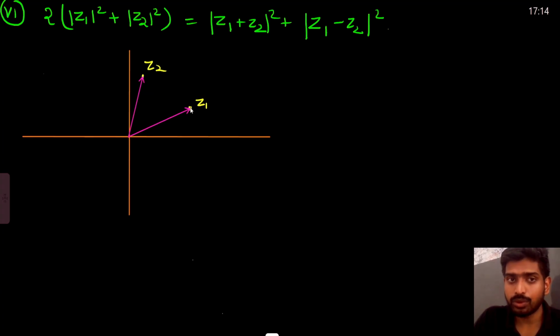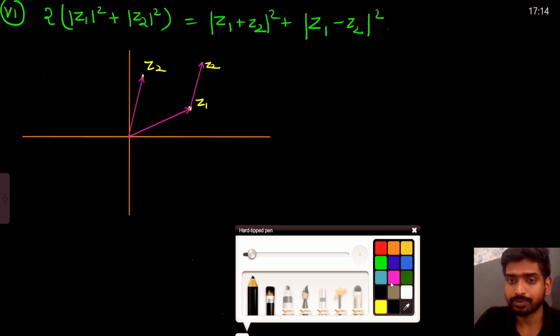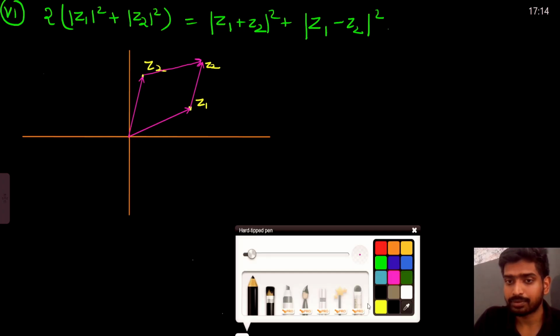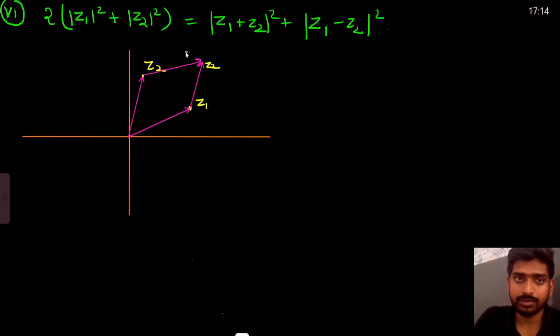Now, if they are position vectors, we can move the vectors, right? So z2 we can move and make it here. This is my z2 vector. The z1 vector also I can move, so this is my z1 vector. Now we got a parallelogram, right?